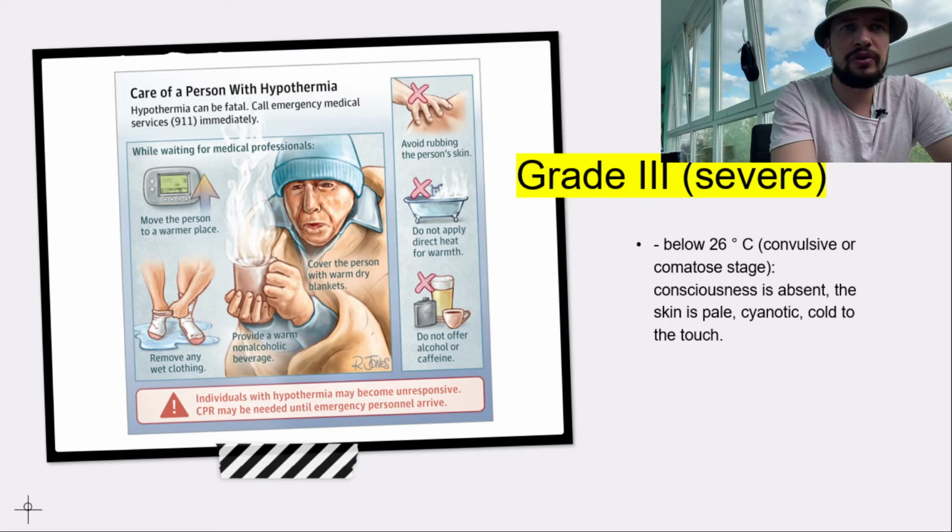Breathing is shallow, irregular, the pulse is felt with difficulty, rare, arrhythmic. The pupils are narrowed, the reaction to light is sluggish. Involuntary urination.